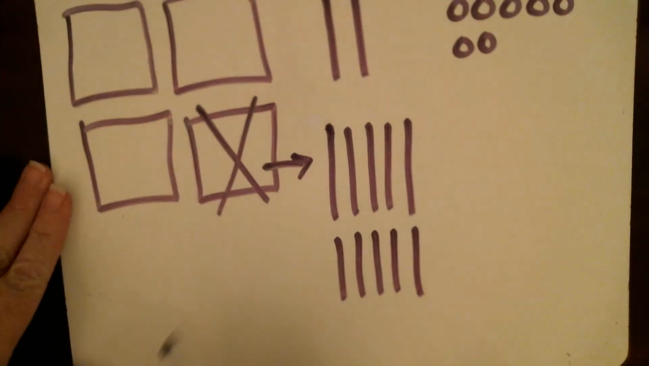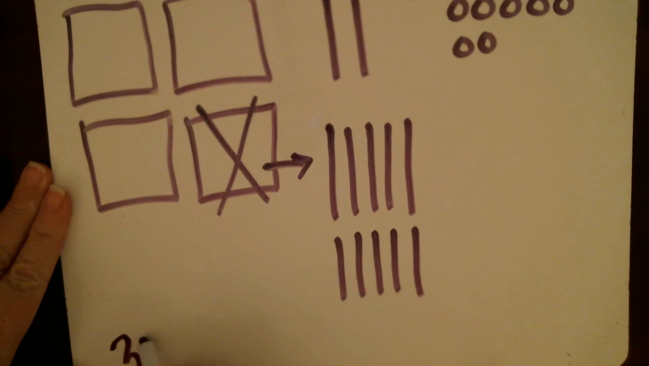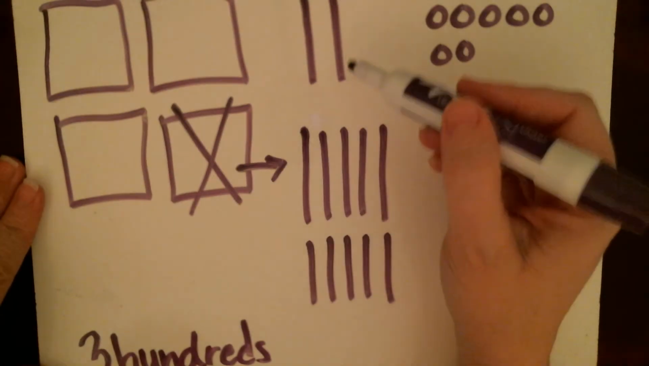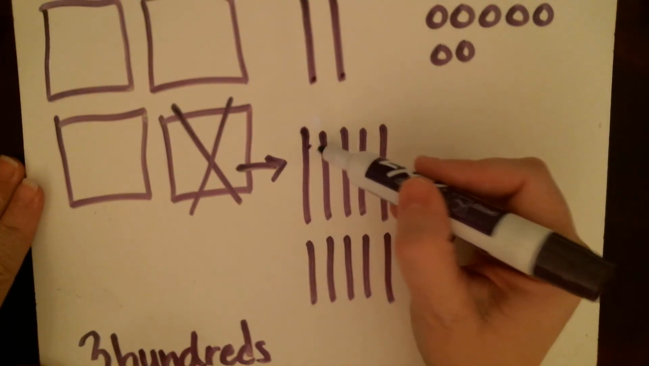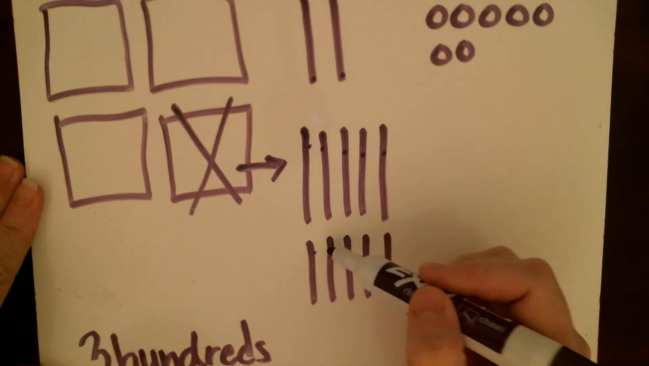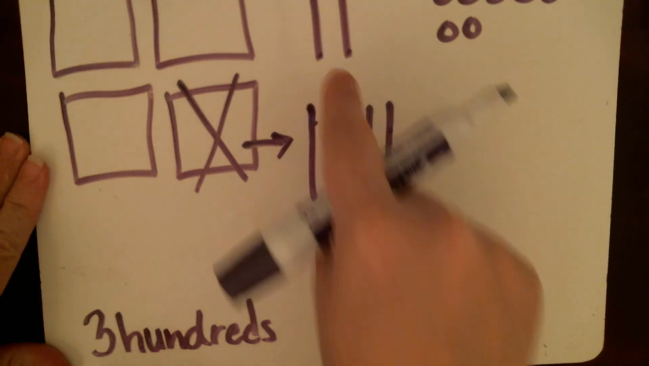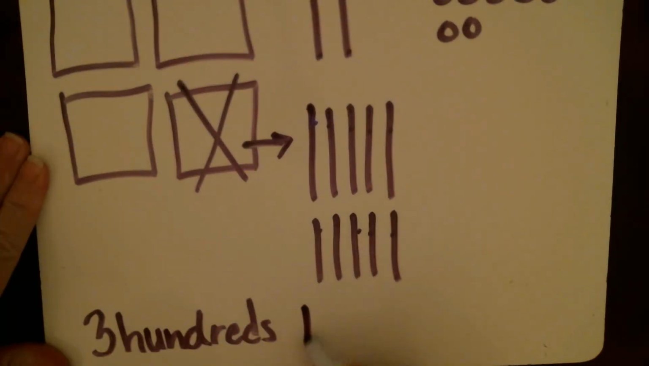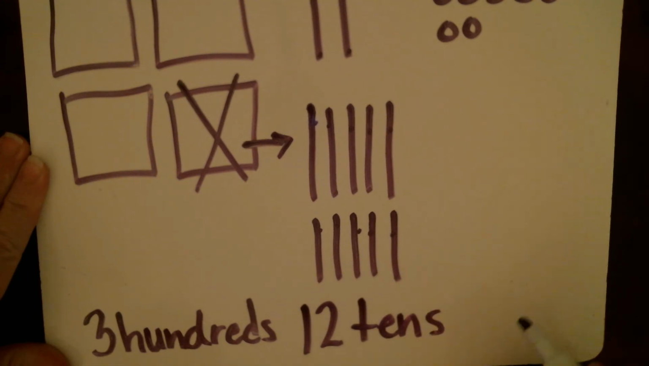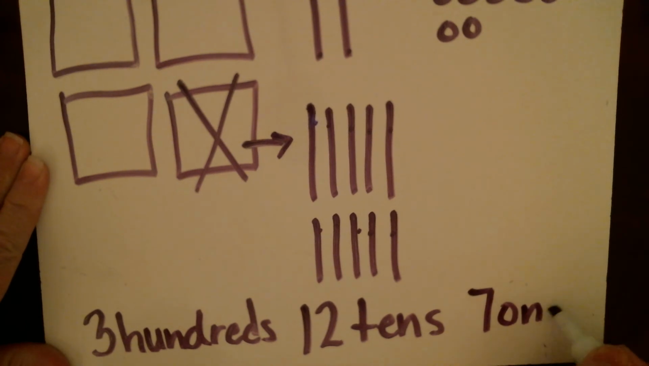So how many hundreds do I have now? I had 4 hundreds. Now I only have 3 hundreds because I regrouped one of them. How many strips of 10 do I have? 1, 2, 3, 4, 5, 6, 7, 8, 9, 10, 11, 12. I had the 2 I started with, and I made 10 more strips, so I have 12 strips of 10 now, and I didn't touch my 1s, so I still have 7 ones.